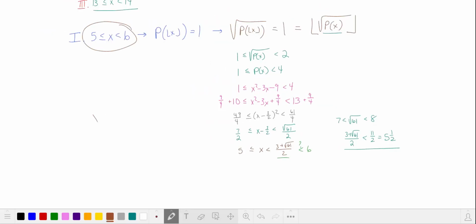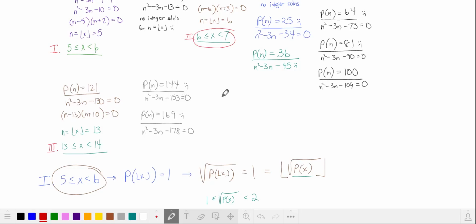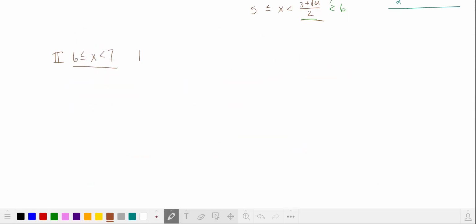So our overlap, which makes the equation true, is x between 5 and then the upper bound here, 3 plus root 61 over 2. And we'll repeat this for cases 2 and 3. Case 2 has x between 6 and 7. On this interval, p of the floor is equal to 9. So the square root of p of the floor is equal to 3, which means the floor of the square root of p is also equal to 3.